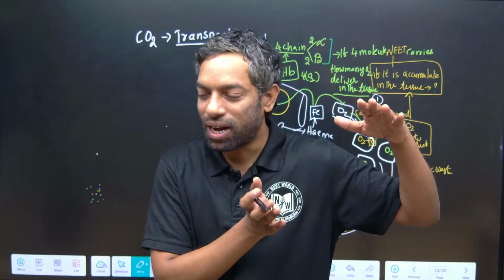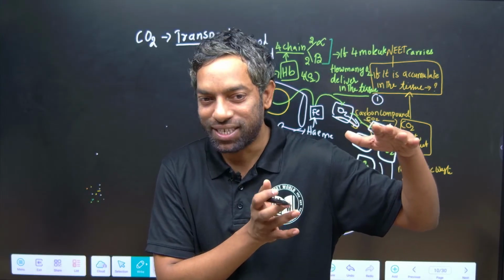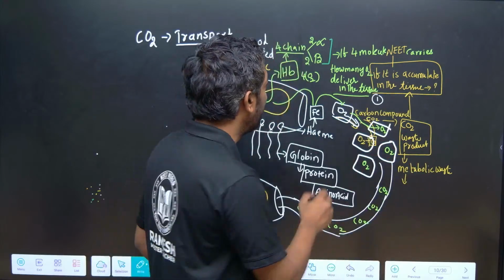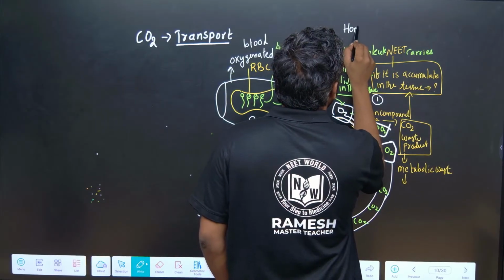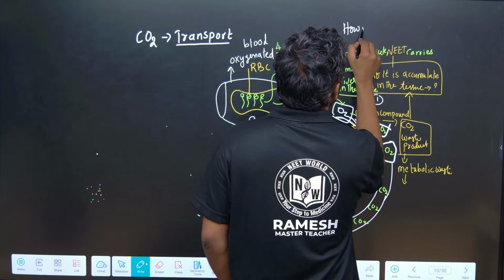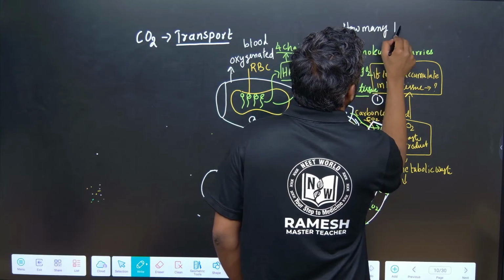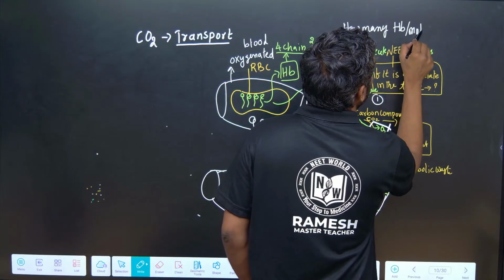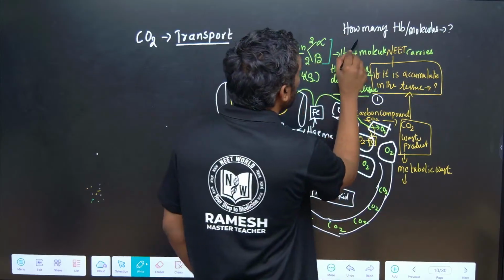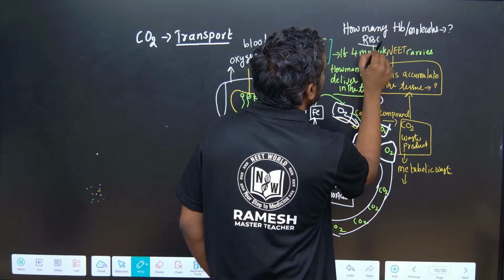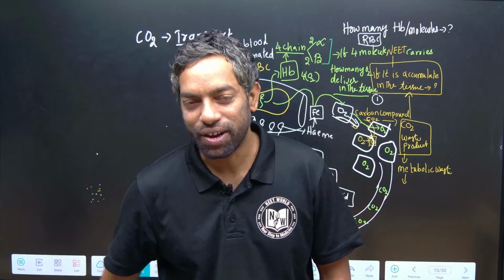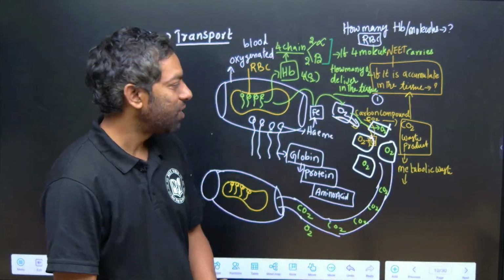How many hemoglobin molecules are there in the RBC? For a particular RBC, how many hemoglobins are there? How many hemoglobin molecules are there in the RBC? This is the question for you. How many millions of hemoglobins are there? Okay, this is the question for you tomorrow. Okay, you have to give it in the comment section.